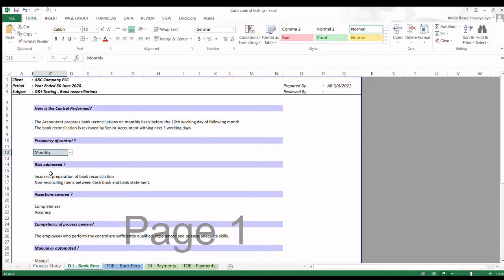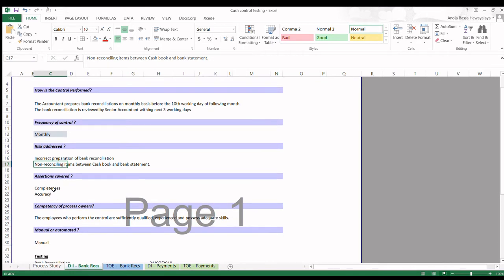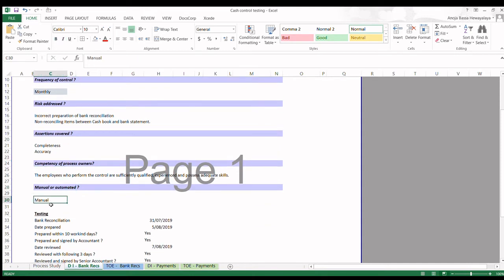What are the risks addressed? Incorrect preparation of bank reconciliation and non-reconciling items between cash book and bank statement. What are the assertions covered? Completeness, accuracy, and competency of the process owners. We have to assess whether the employees who perform these particular controls are capable of doing what they have to do. So yes, we say the employees who perform the control are sufficiently qualified, experienced, and possess adequate skills. And whether the control is manual or automated, it's manual.